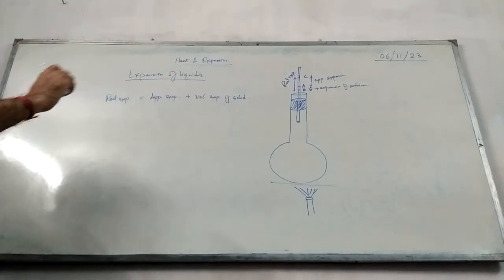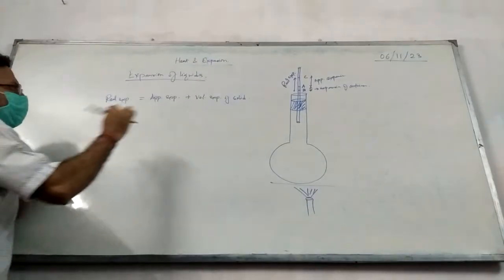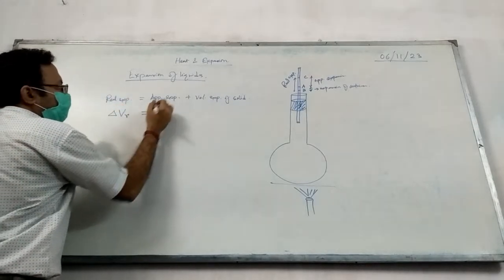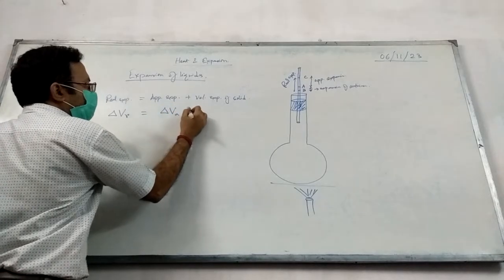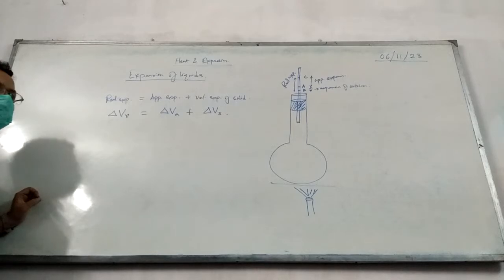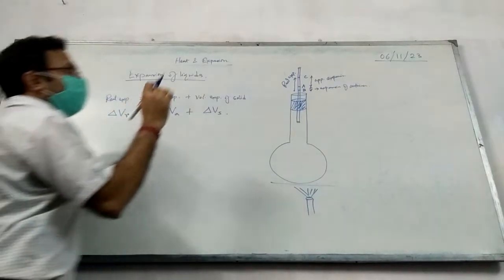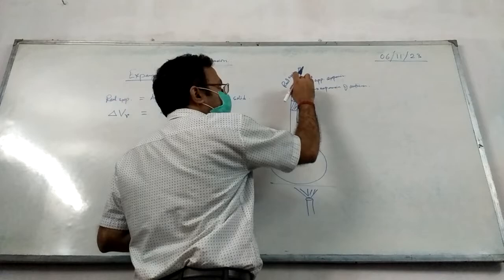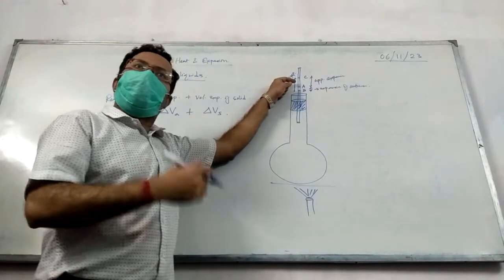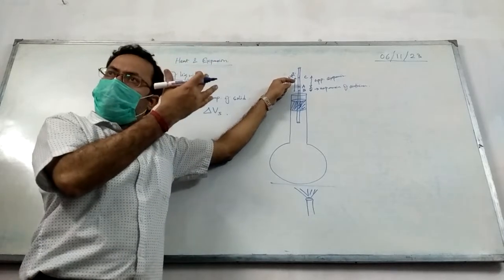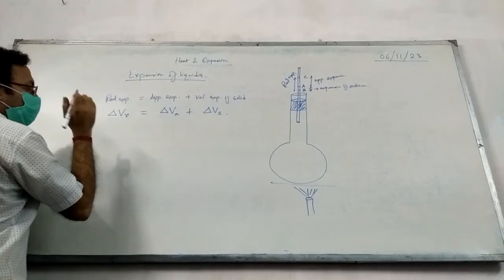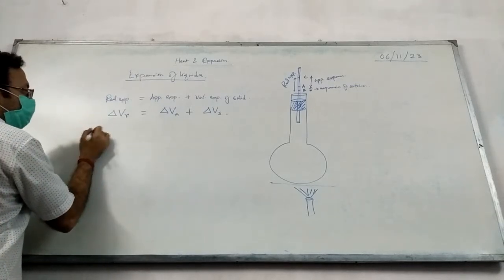Now I have a question. If I say that the real expansion is delta VR and the apparent expansion is delta VA and the volume expansion of solid is delta VS, then initially solid and liquid both have the same volume, because the liquid takes up the volume of the container. So what happens if we divide everything by initial volume into change in temperature?